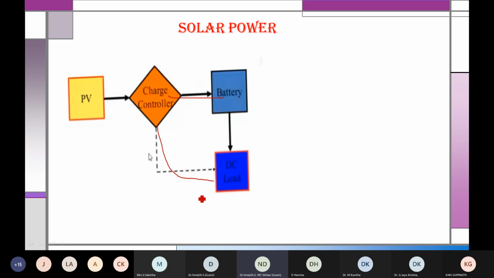Okay, so that means whenever solar power is there, power is given to the load and part of the power is utilized for charging the battery. And when there is no solar output, then the battery will give power to the load. Okay, this is the simplest one. And you can see a perfect example also.